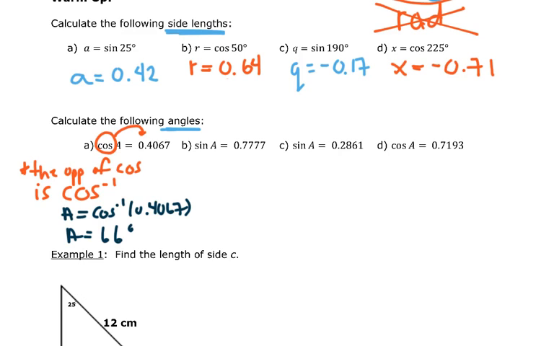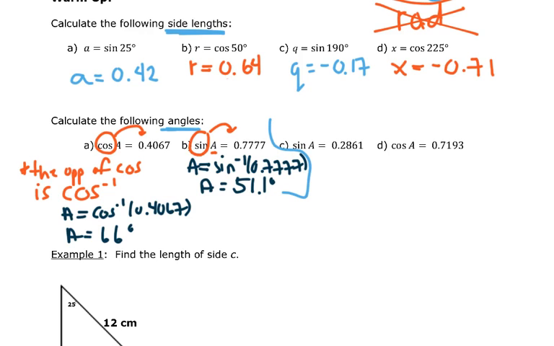Okay, so let's move on to the next one. So we're finding angles here. So we're looking for A. A is not by itself. We've got to remove this sine. So we're going to apply the opposite. And the opposite of sine is going to be sine negative 1. So when I rewrite this, I'm going to write that A equals, I'm going to move the sine over. So it becomes sine negative 1 of whatever this number is. So 0.7777. And you're going to throw that into the calculator. And if you get the right answer, let's round to 1 decimal place, you will get 51.1 degrees. And let's keep it going.